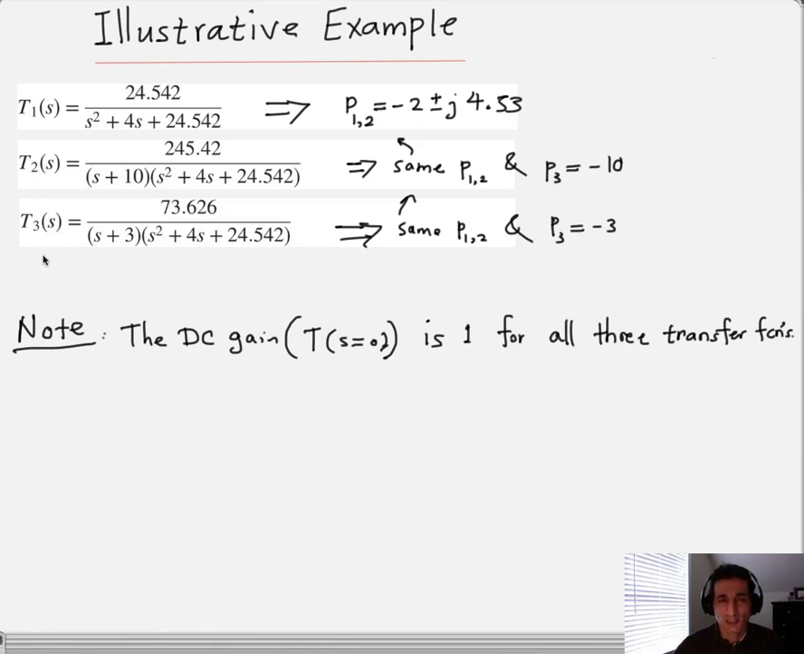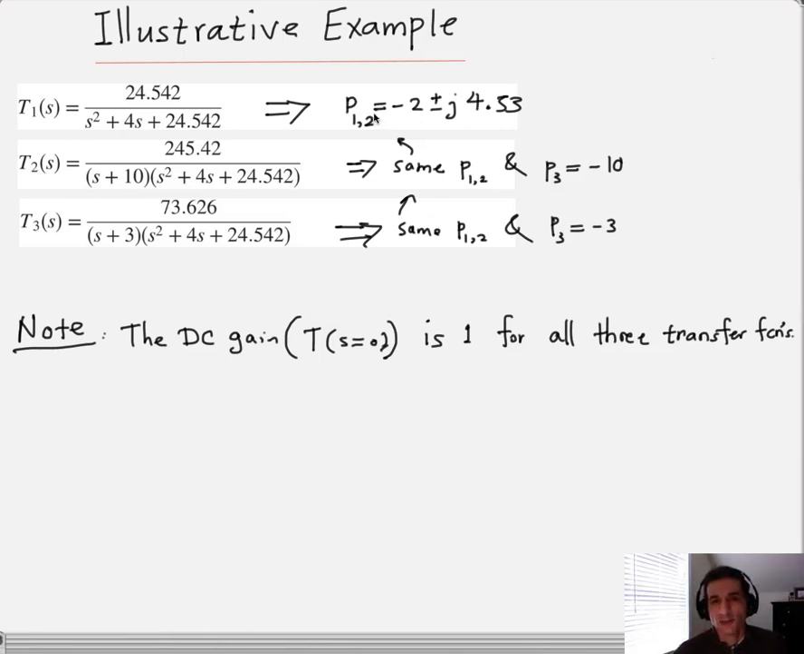So for T2 and T3 to have the same gain, if we add this extra pole, there's still going to be this number 10 that is going to be multiplied by the gain of the numerator of the denominator. So you just have to multiply this number by 10. For this one, you have to multiply it by 3 anyway. So for all of them, the DC gain is just 1, in order to maintain consistency, for all of them reaching the same value of steady state.